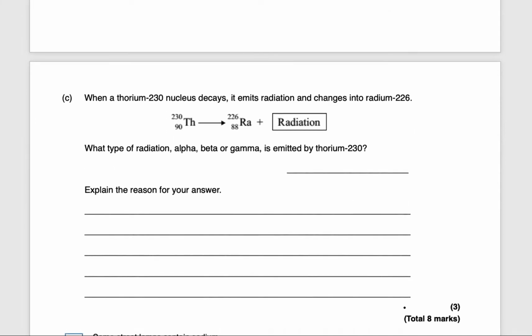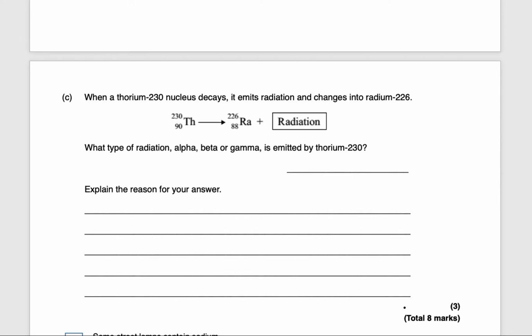Next question now. When a thorium-230 nucleus decays, it emits radiation and changes into radium-226. What type of radiation, alpha, beta or gamma, is emitted by thorium-230? And you need to give a reason for your answer. Okay, and this whole question is worth 3 marks. So if you have a look now, the atomic number has decreased by 2 and the mass number has decreased by 4. So it's going to be alpha decay.